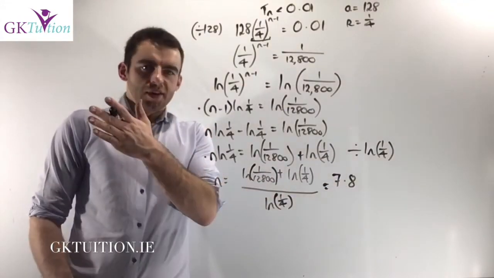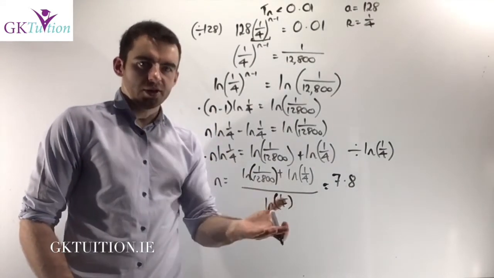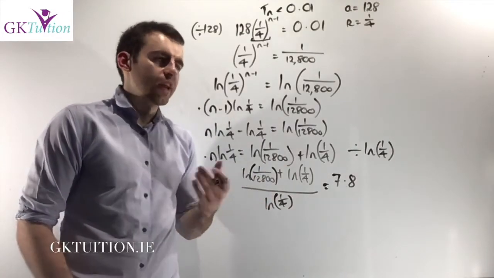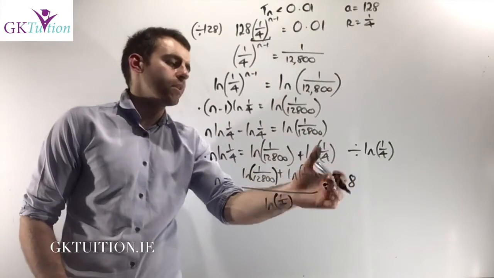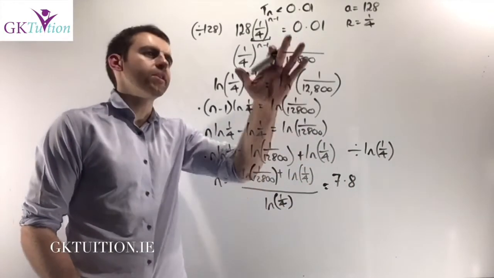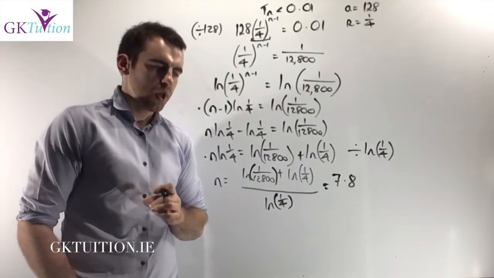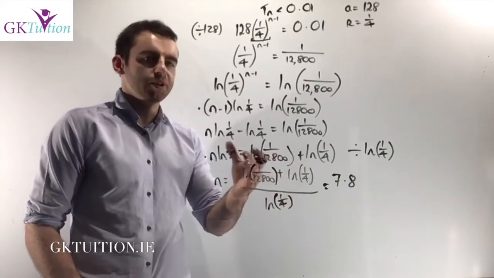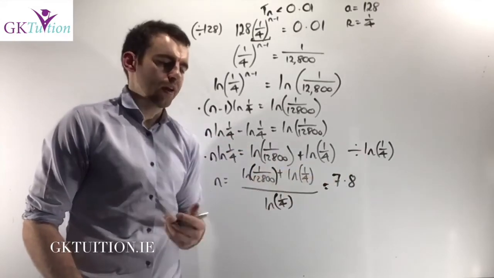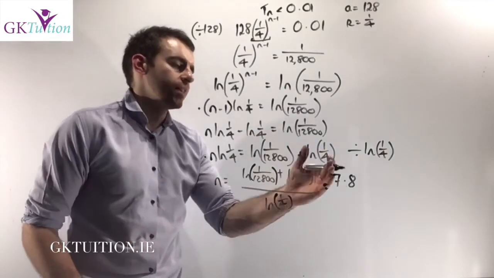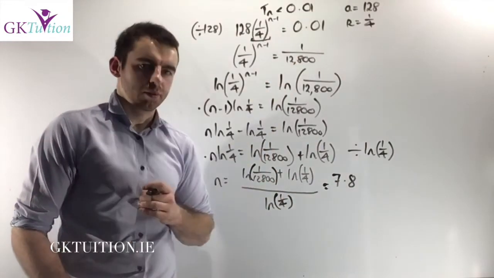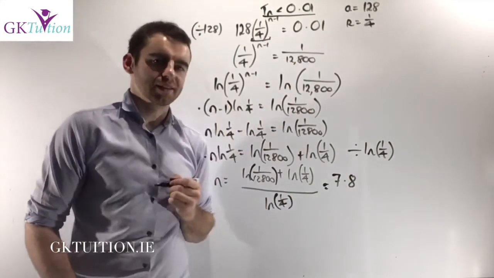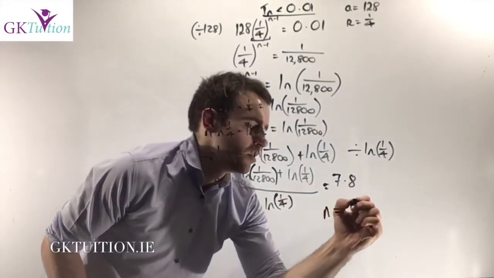So that means I know the sequence started at 128, then 32, then 8, then 2, then a half. It's continuing on. And I know that after roughly 7.8 terms, it would be at 0.01. Obviously, your answer needs to be a whole number here. I want to know when is it going to be less than 0.01. So I want to know when it goes further than that. So clearly, that means that the 7th term would be bigger than 0.01. But then the 8th term would be the first one that is less than 0.01. So your answer in this case would be n equals 8.